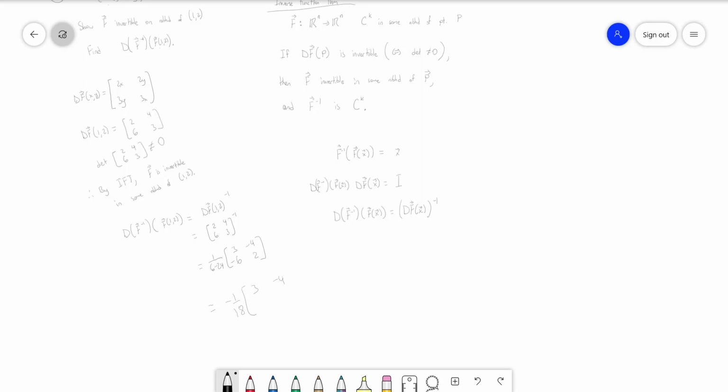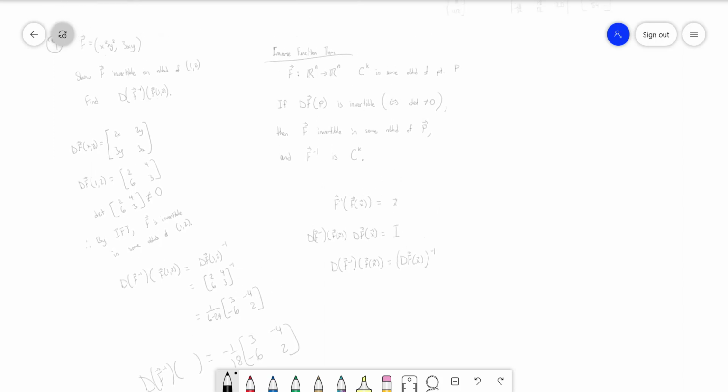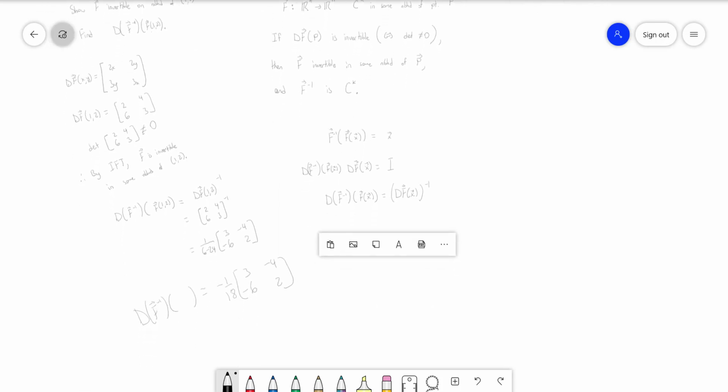So then this would have been the derivative of, or at least the matrix of the derivative of the inverse, evaluated at the point f of 1, 2. Maybe not super important, but what is f of 1, 2? If x is 1 and y is 2, it looks like you'd get 5, 6.